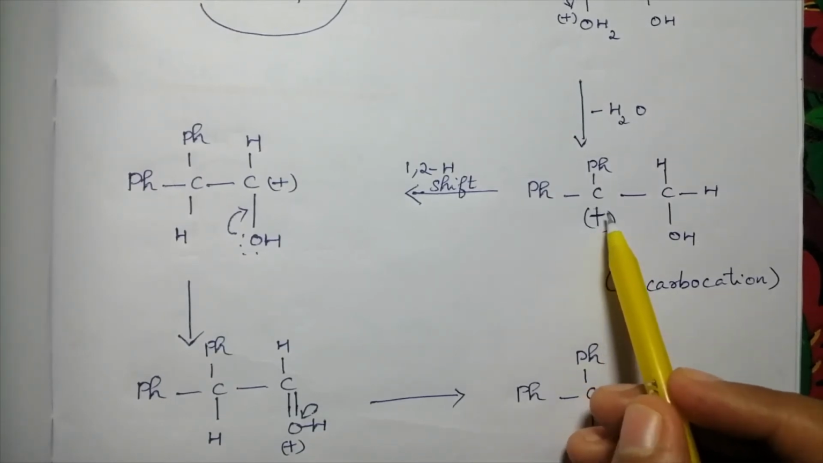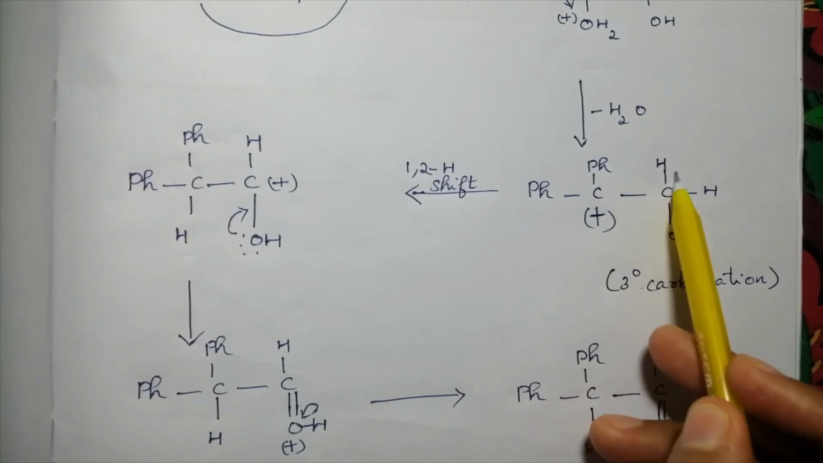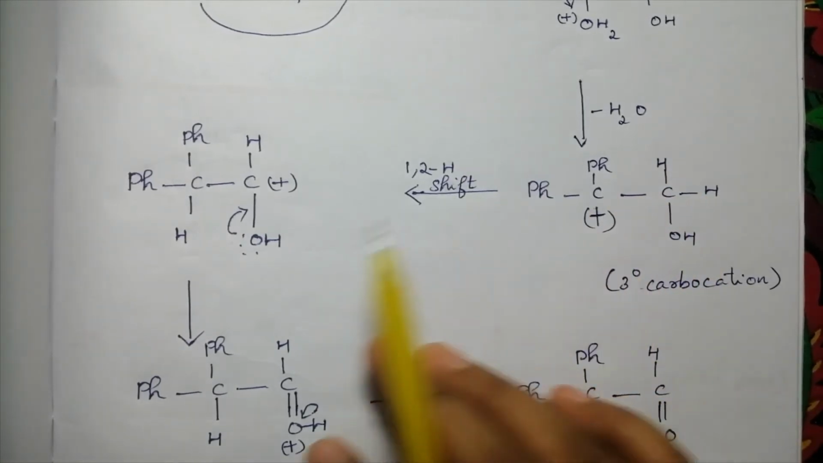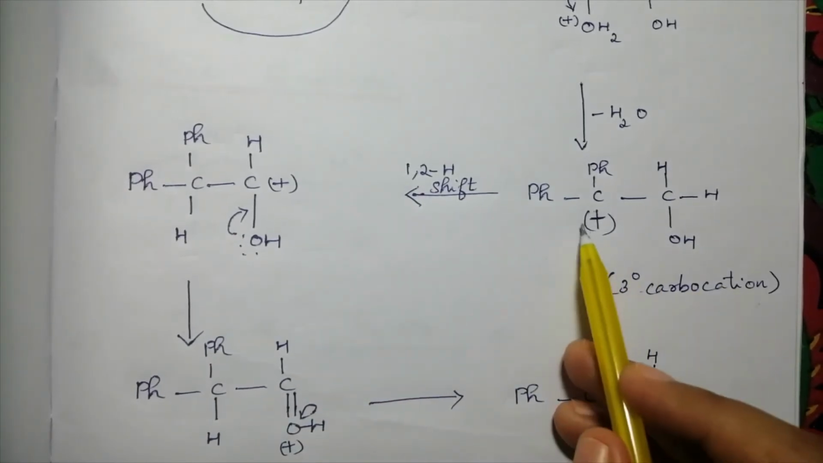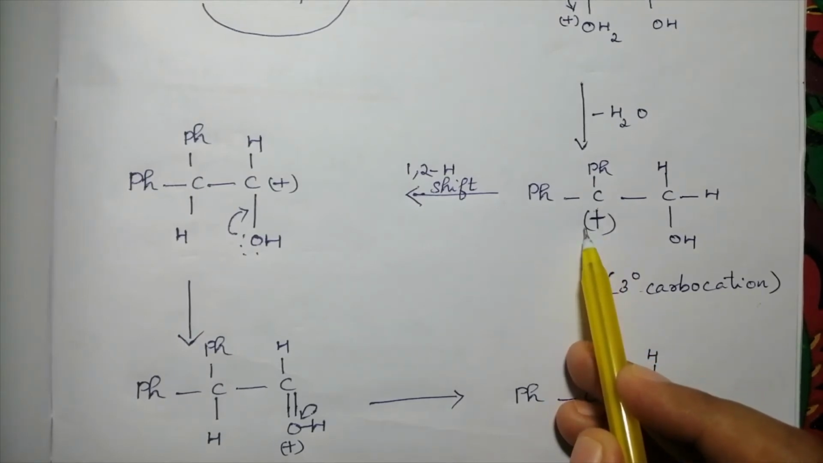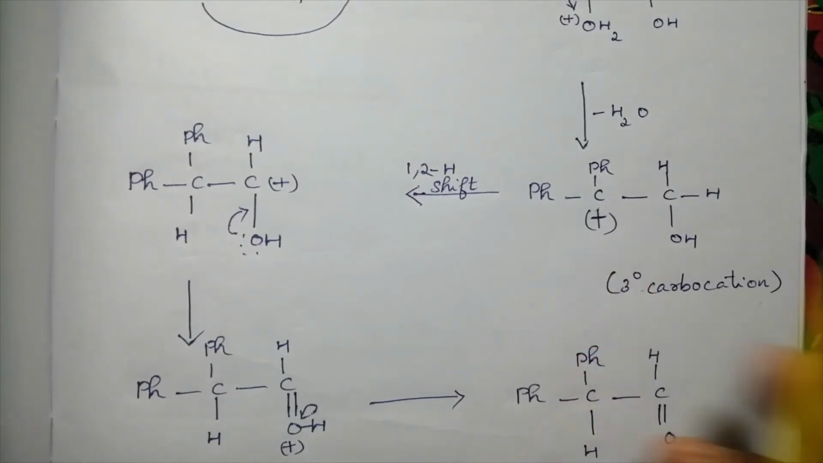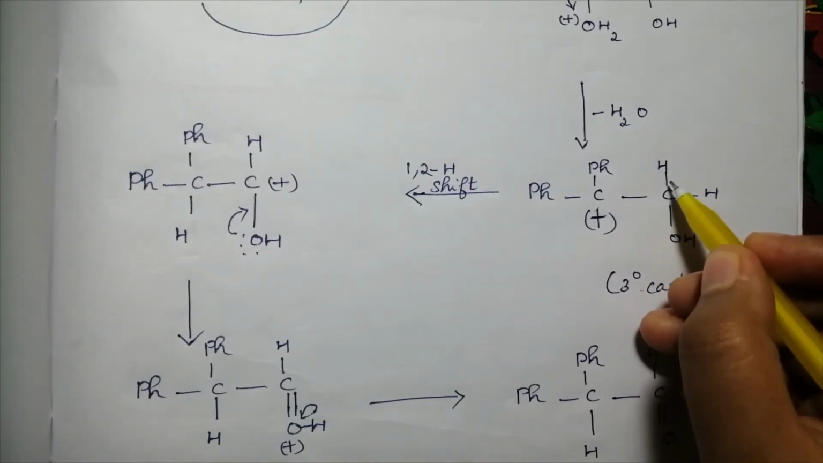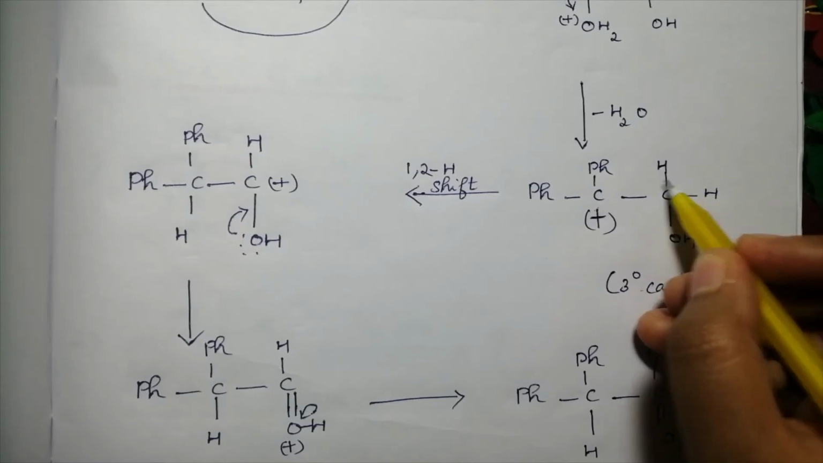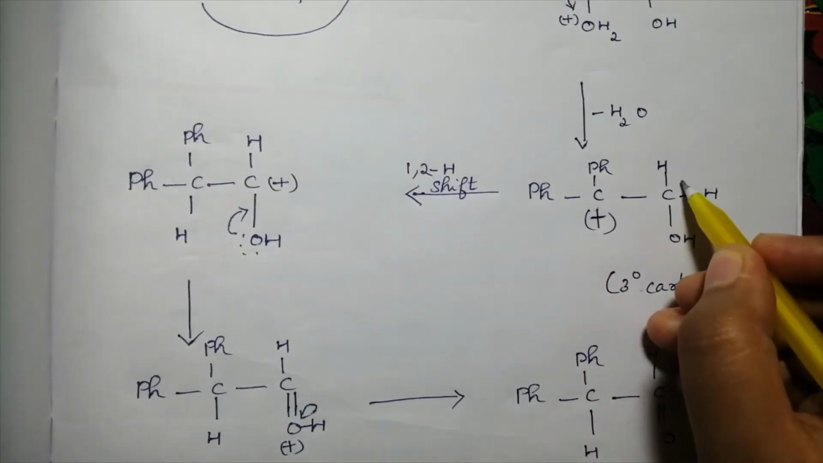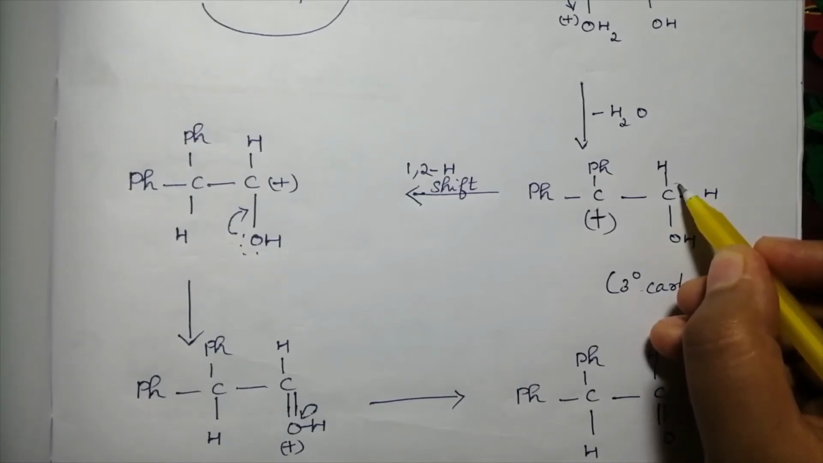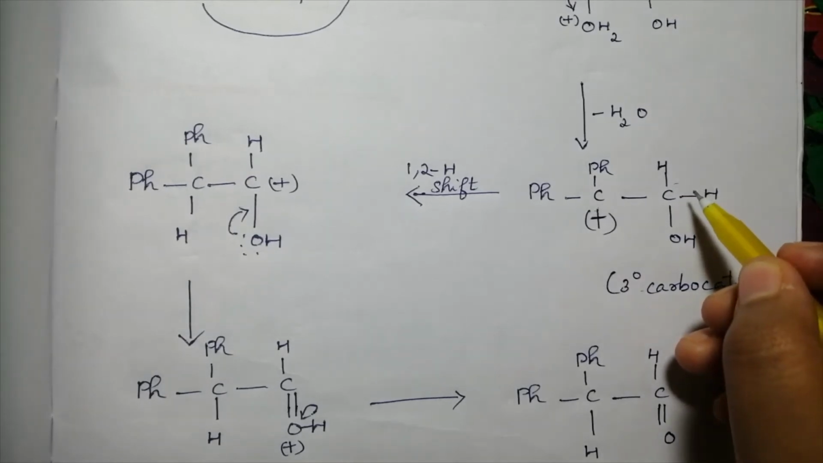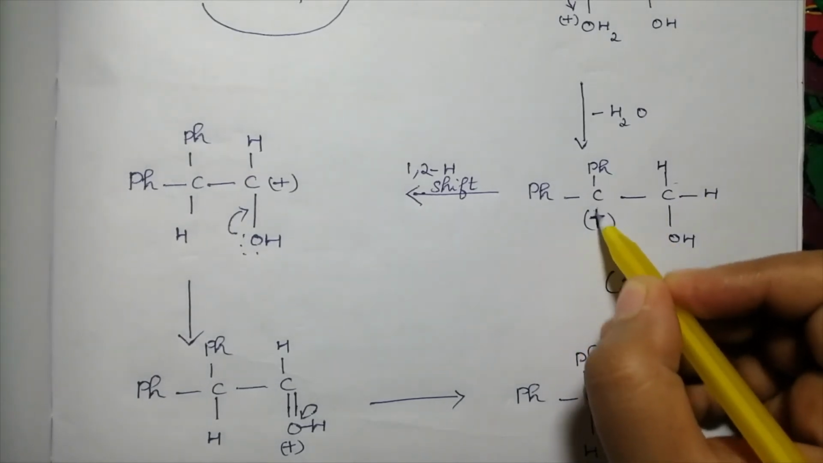Now since the carbocation is formed here, a 1,2 hydride shift would occur, where the hydrogen group shifts easily. This is a tertiary carbocation that is being formed here. Tertiary carbocation is the most stable carbocation, and we know that the most stable carbocation would be formed. If I consider the attack on this other OH, and the carbocation was formed here, then that would be a primary carbocation.